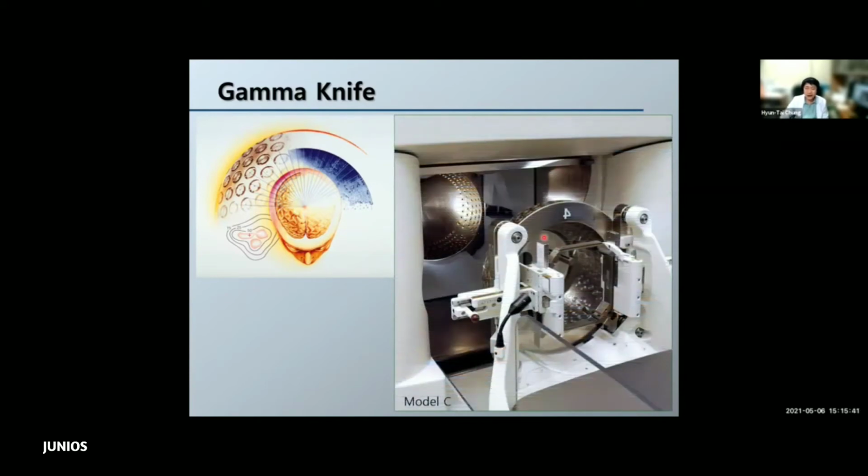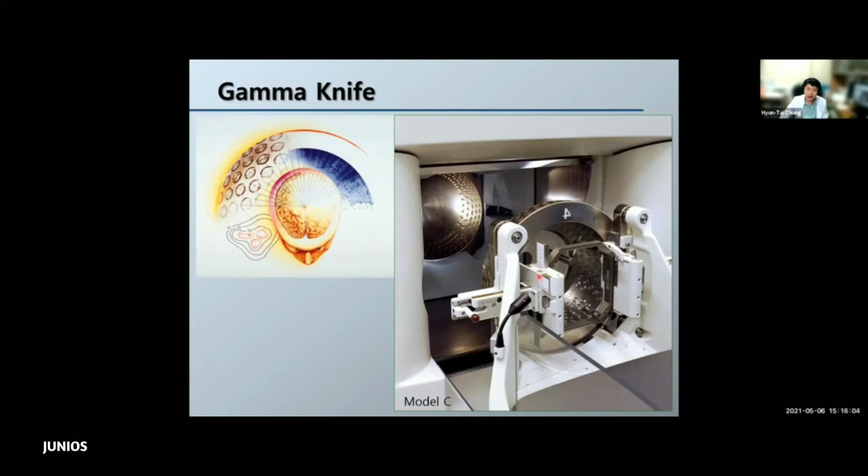I don't know how to call it. They cut the top part and I can say semi-hemispherical shape. So we call it helmet. So there are primary collimators here. Cobalt doses are over this primary collimator, and this helmet worked as a secondary collimator.